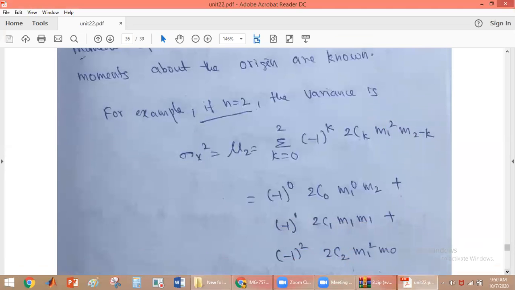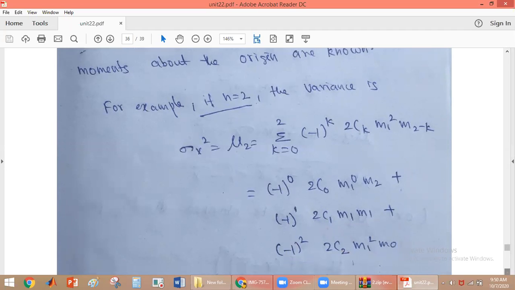Now we expand this expression for all the values of k. Substitute k is equal to 0. We get minus 1 power 0, 2c0, m1 power 0, m2 minus k, k value is 0, so we get m2. Then substitute k is equal to 1. We get minus 1 power 1, 2c1, m1 power k, so m1 m2 minus 1, so m1. Plus substitute k is equal to 2, we get minus 1 square, 2c2, m1 square m naught. So this is the expansion we will be getting.